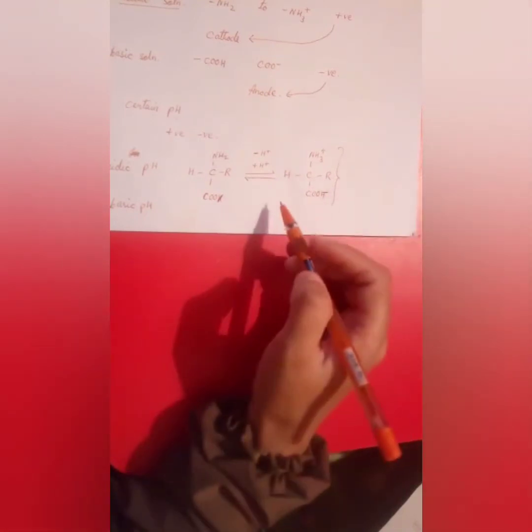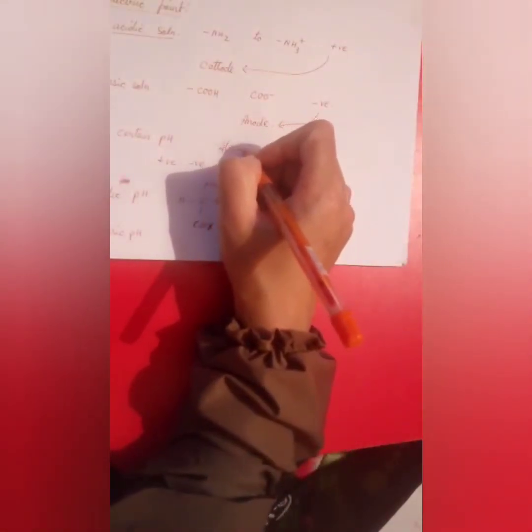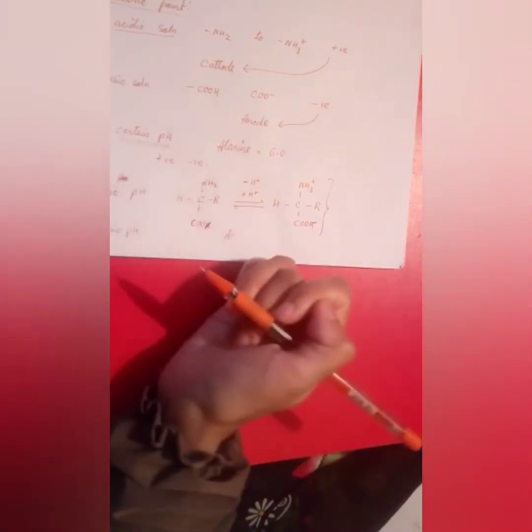So all the 20 amino acids have different isoelectric points. For example, alanine has its isoelectric point at pH 6. I told you that at a certain pH they will become both positively and negatively charged. At that point they will not be attracted to either the cathode or the anode. So that pH is referred to as the isoelectric point of any amino acid.